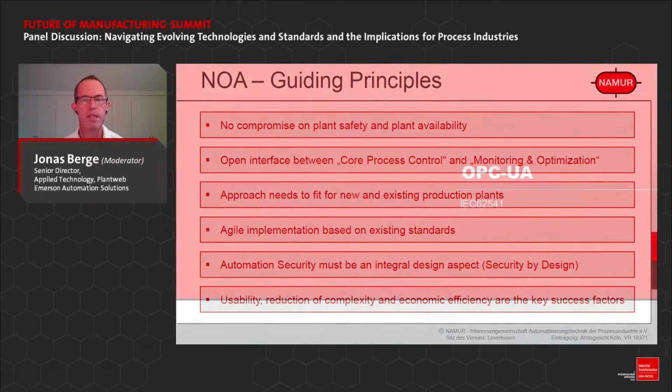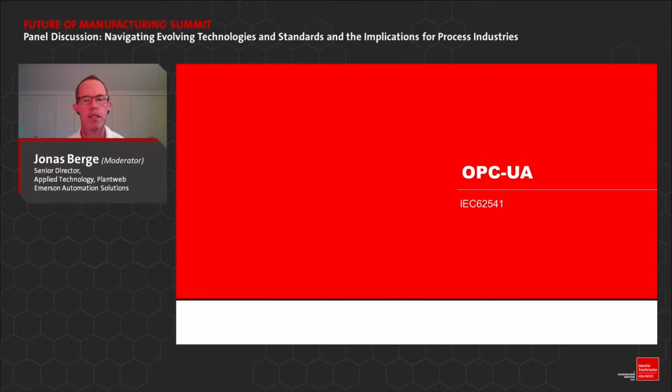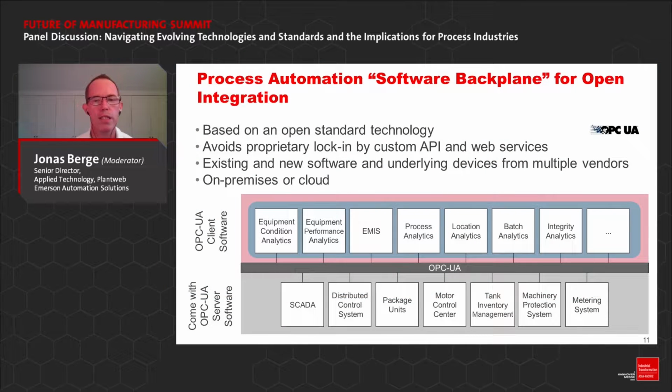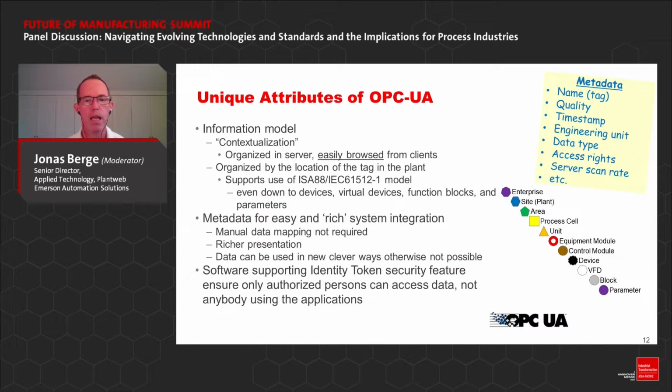So the next technology is OPC UA, that you saw really at the very core of the Namur Open Architecture. OPC UA is really like a software backplane. All of the existing systems like SCADA, DCS, package unit PLCs, vibration monitoring systems, all of them provide data up to new apps, for analytics, energy management, advanced process control through OPC UA.